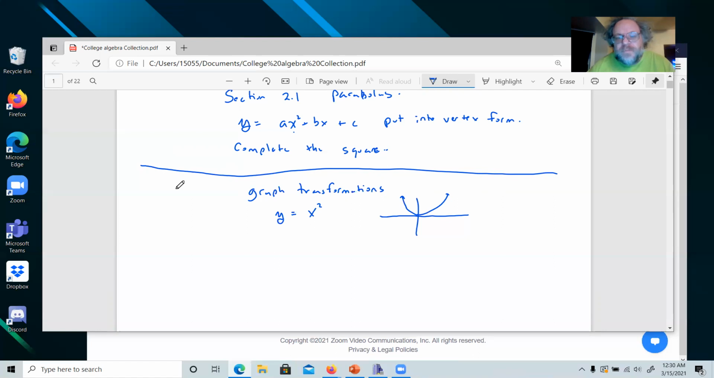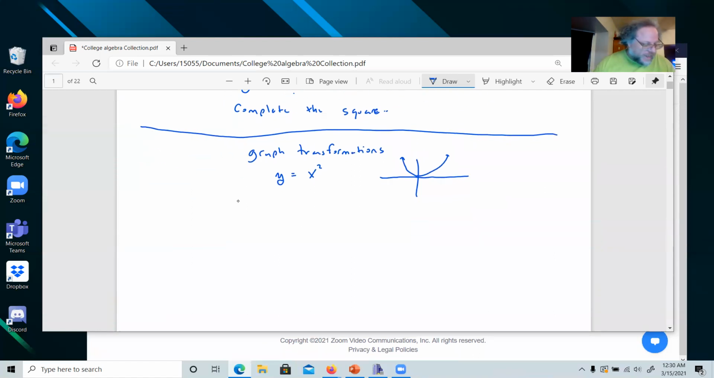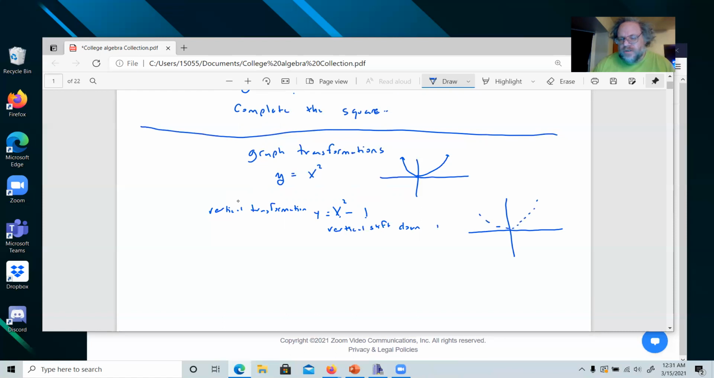Pretend that's symmetric. Now we can have a vertical transformation. If I do x squared minus 1 equals y, it looks like x squared, but it's got a minus 1. This is a vertical shift down 1. Okay, that's all that is. So we will just take our parent function and move it down 1 unit and graph our parabola like that.